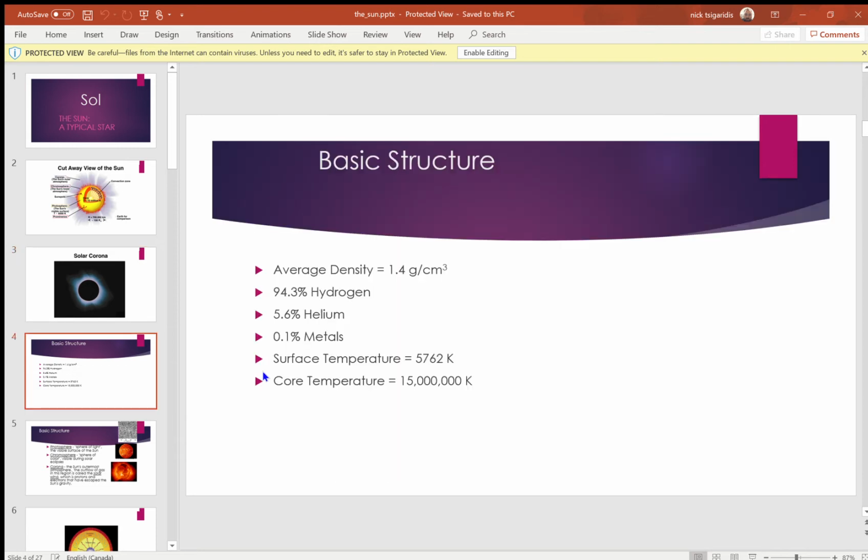So in terms of its basic structure, the sun is not very dense. It has a density of about 1.4 grams per cubic centimeter. Its composition is just shy of 95% hydrogen, 5.6% helium, and then there are some trace metals, about 0.1%. As I mentioned, surface temperature is just about 5,800 Kelvin, and the core temperature is about 15 million Kelvin. We know the composition of the sun because we can use spectral analysis to look at what kind of spectral lines we're seeing and what elements they match up to.